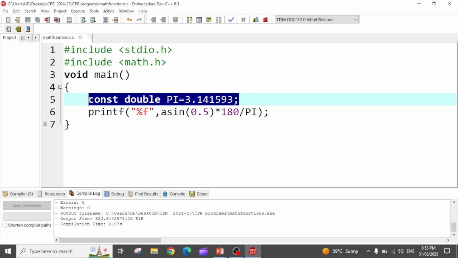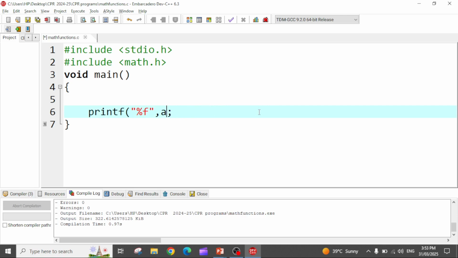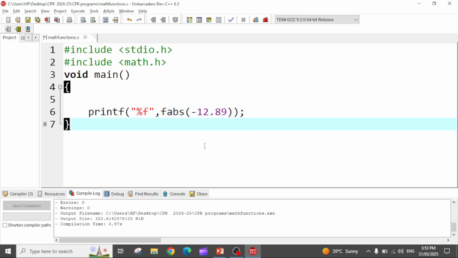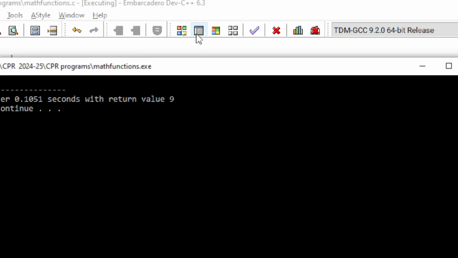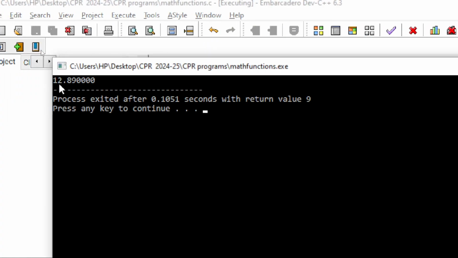Let us move to the last part of this video, where the absolute value of a particular number is to be found. Absolute value is nothing but the positive equivalent of that value, meaning the number is converted into positive if the value is given as negative. The value entered is minus 12.89. Absolute value of minus 12.89 is going to be plus 12.89. Hence, the result obtained is plus 12.89.